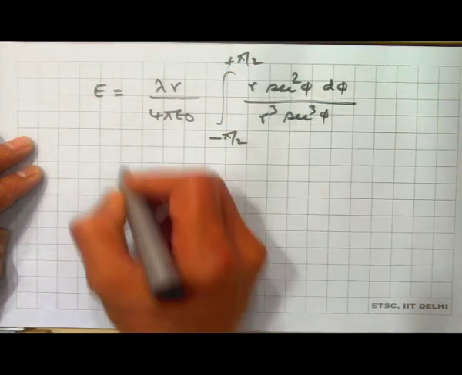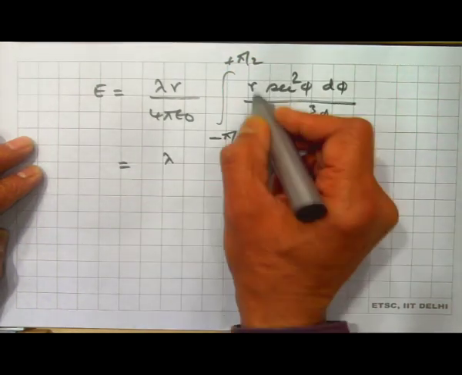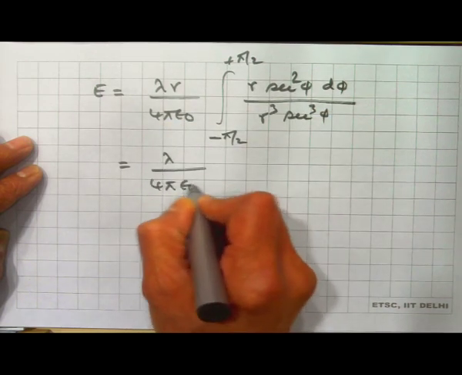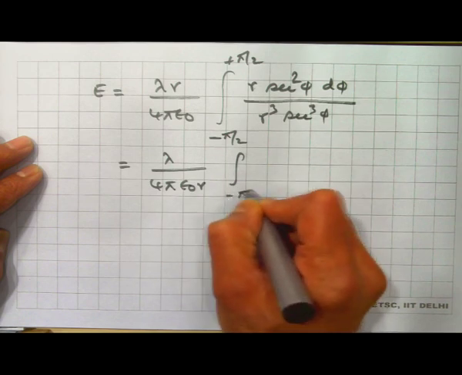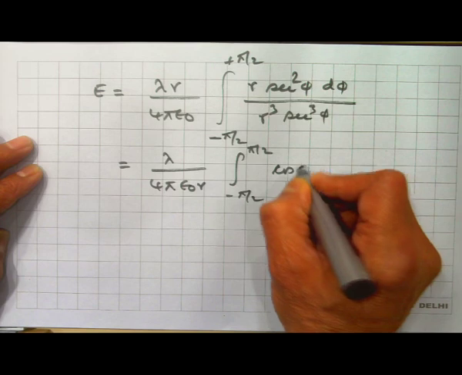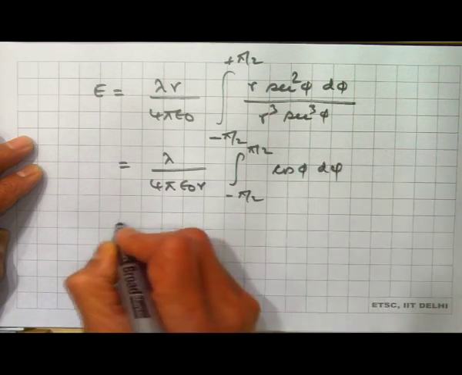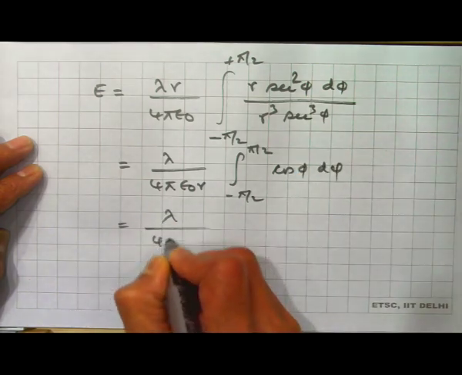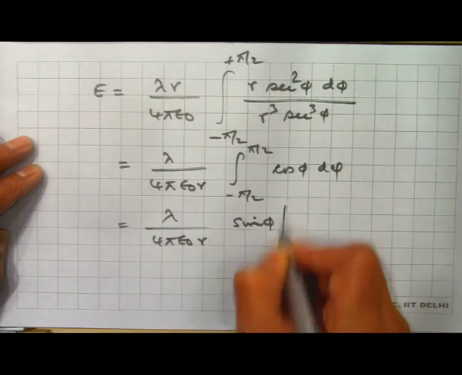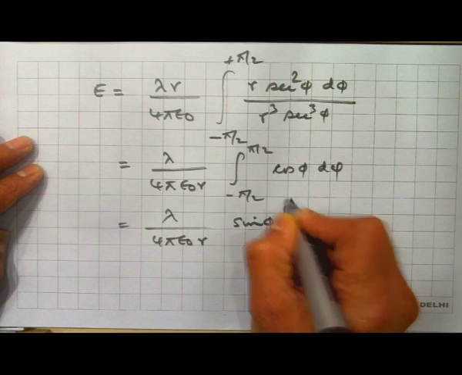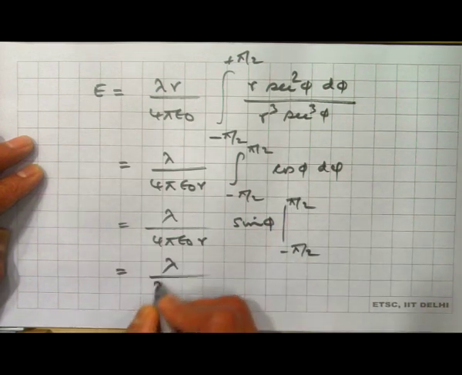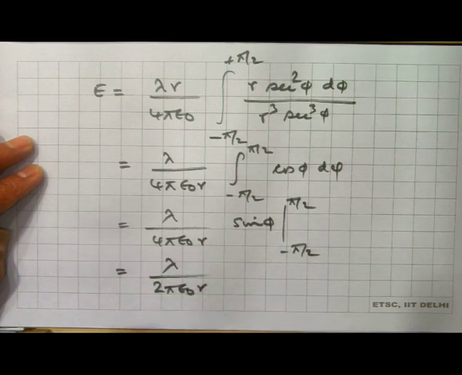So, some things cancel off here. So, I get lambda, there are r square. So, lambda by 4 pi epsilon 0 r into integral minus pi by 2 to plus pi by 2. This is nothing but cos phi d phi, which is equal to lambda by 4 pi epsilon 0 r sin phi from minus pi by 2 to plus pi by 2, which is nothing but 2. So, this is lambda by 2 pi epsilon 0 r.